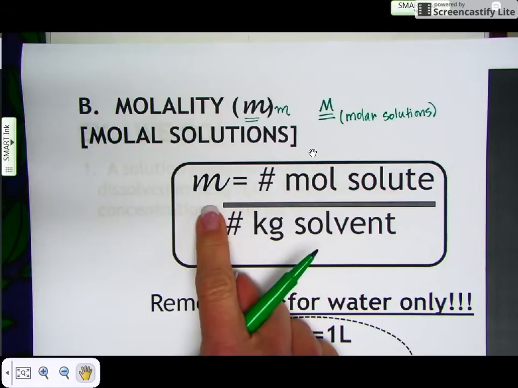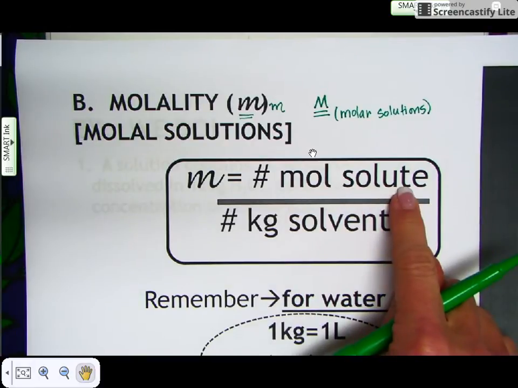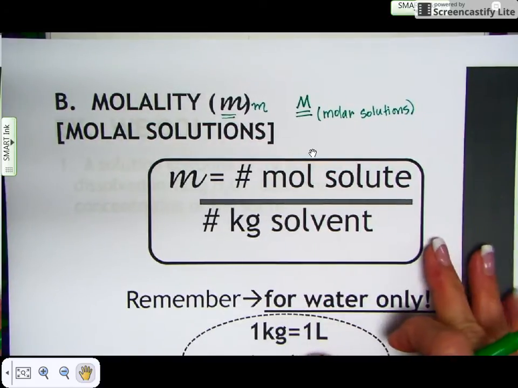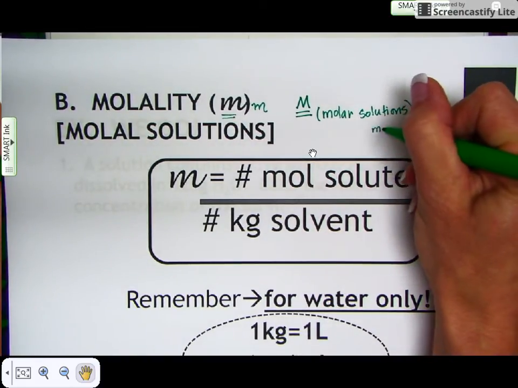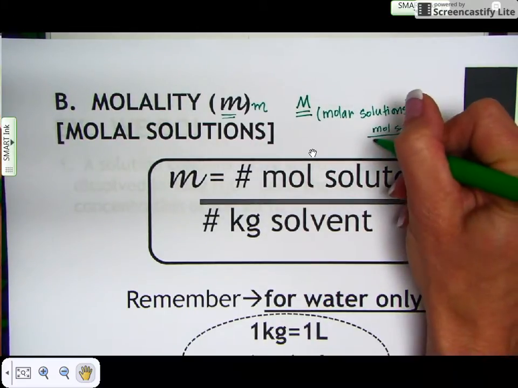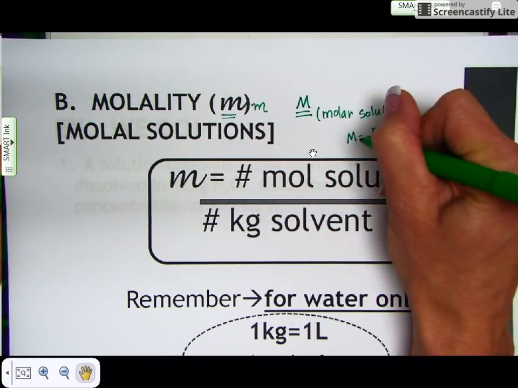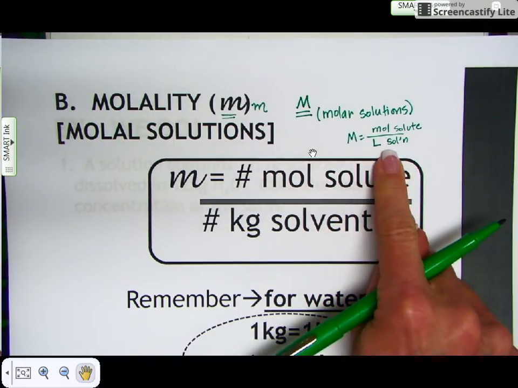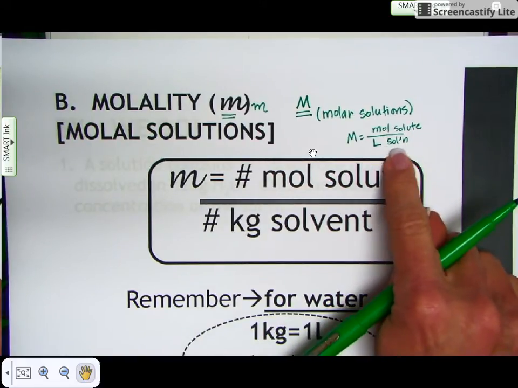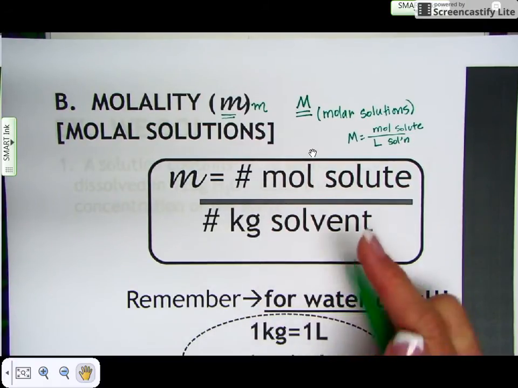Now, molality is calculated by taking the number of moles of your solute and dividing by the number of kilograms of the solvent. Now remember, molarity was moles of solute divided by the number of liters of solution. So let me compare these side by side. Moles per liter versus moles per kilogram. Moles per liter of solution as opposed to moles per kilogram of just the solvent.